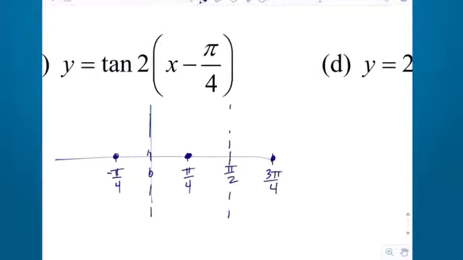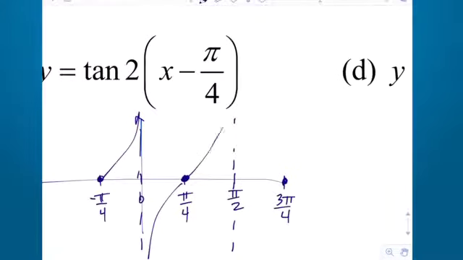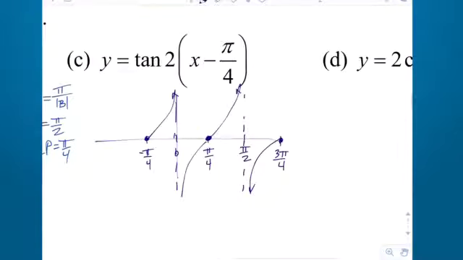And now all you got to do is connect the dots with what type of graph? Increasing or decreasing? Increasing, yeah, because we didn't flip it. So it'll be increasing. And again, make sure that you're showing the curvature change at the inflection values. Exaggerate it if you have to.